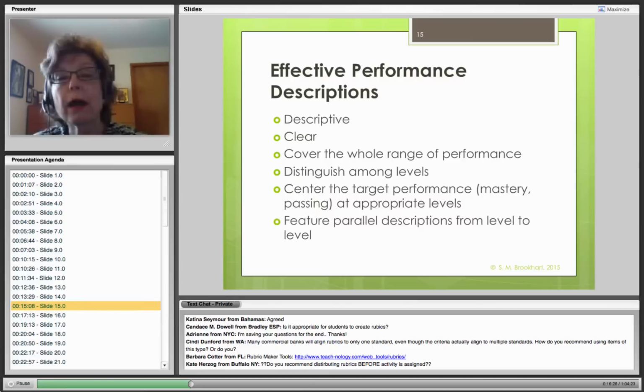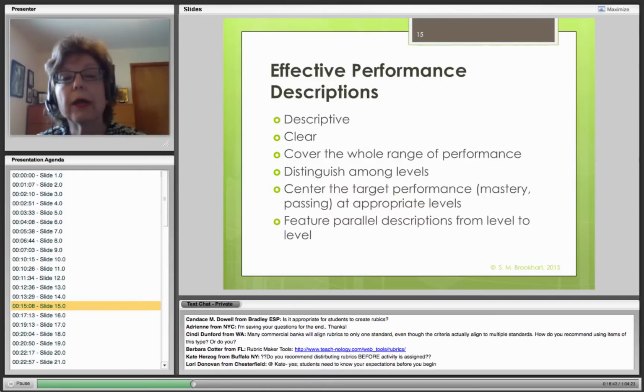So if you're in a system that has proficient and then has something above it called advanced, you need to make sure that whatever is described under the level proficient actually is what you would consider proficient. And then advanced would be something more than that.